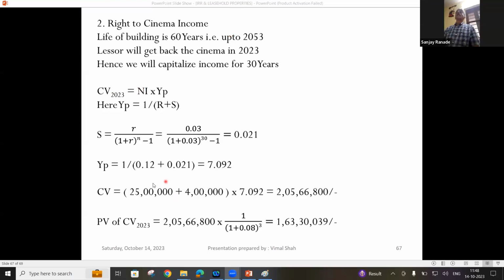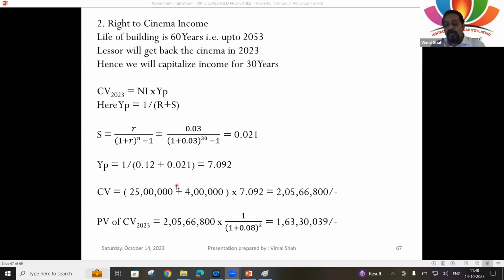NI for the lessor I am taking as 29 lakhs, because for the lessee it was 25 lakhs. Now if the lessor is getting back the entire cinema, does the lessor need to give 4 lakh rupees rent to anyone? He will not have to pay the 4 lakh rupees rent at all. So his income will increase by 4 lakhs. So his net income will be 29 lakhs. And I am using the YP dual rate formula because the lessor's income will terminate after 30 years. His building will be over. He will not be getting back his capital. So we are using YP dual rate. So CV is NI into YP. This CV value we are getting is 2 crore 5 lakhs, but this will be in 2023.